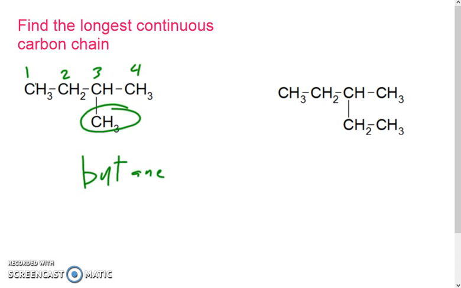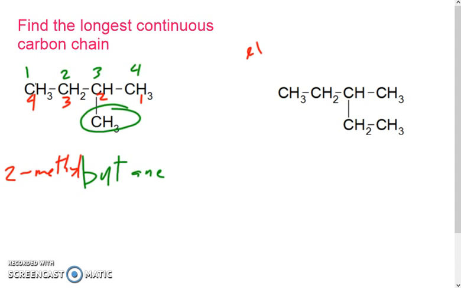Is that correct? Well, what if I count it the other way? What if I count it this way, going 1, 2, 3, 4? Well, in this particular case, now my methyl group is on the second carbon. So in the choice between 3-methylbutane and 2-methylbutane, I'm going to take 2-methylbutane. That's the correct one. The reason why that's the correct one is that it's given us the lowest possible number for our methyl group.